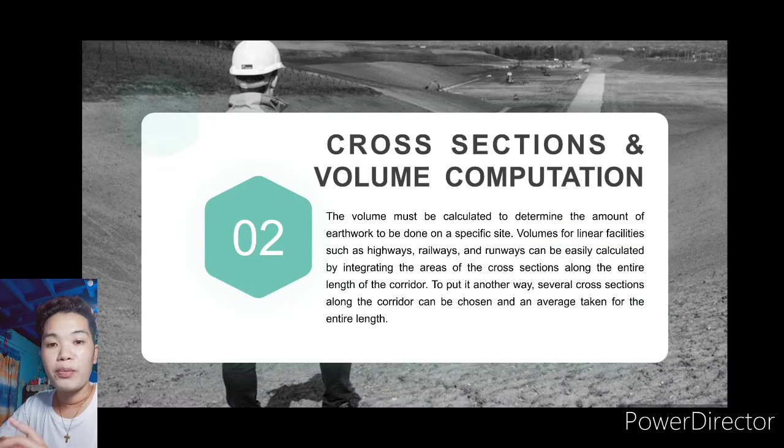Cross-section and volume computation. The volume must be calculated to determine the amount of earthwork to be done on a specific site. Volumes for linear facilities, such as highways, railways, and runways, can be easily calculated by integrating the areas of the cross-sections along the entire length of the corridor. To put it another way, several cross-sections along the corridor can be chosen and an average taken for the entire length.